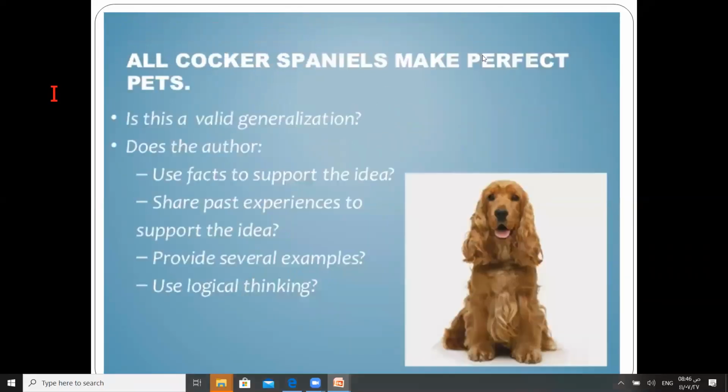Now, why all Cocker Spaniels make perfect pets? Is this a valid generalization? Yes. Why? Does the author use facts to support the idea? Yes, he did. Share past experience? Yes, he did. Provide several examples? Yes, he did. Did he use logical thinking? Also, he did. So this is valid generalization.